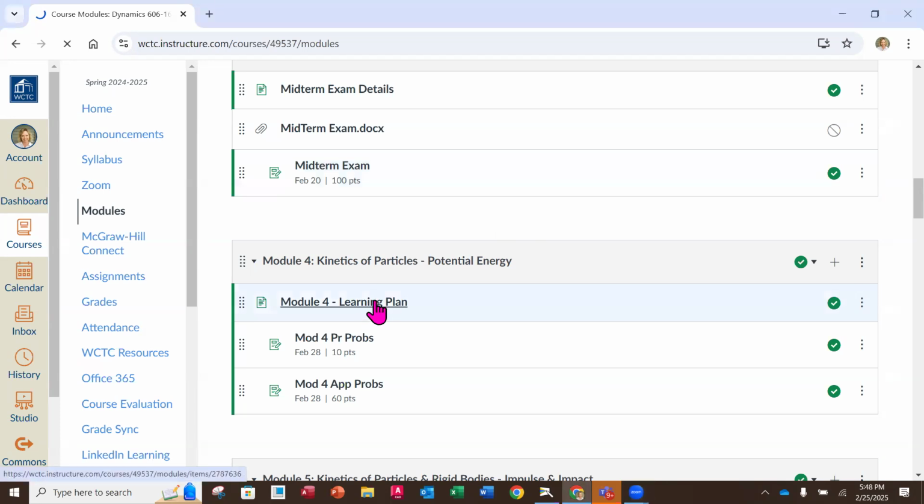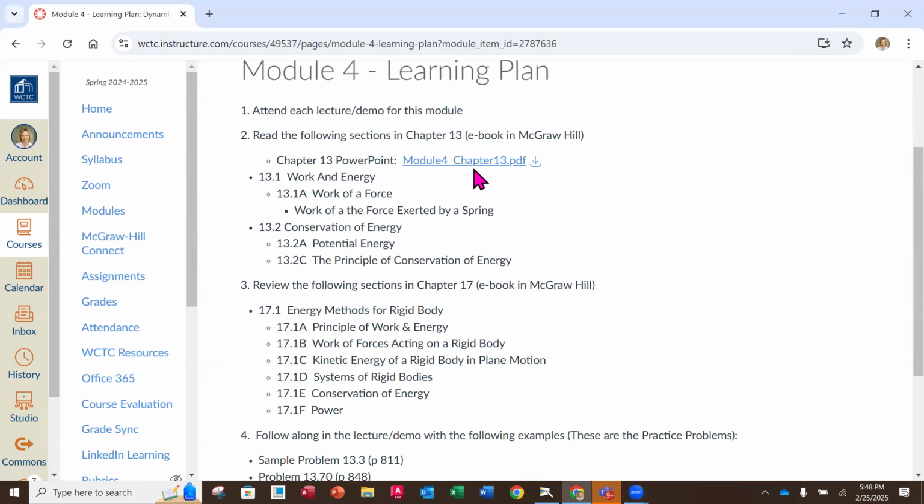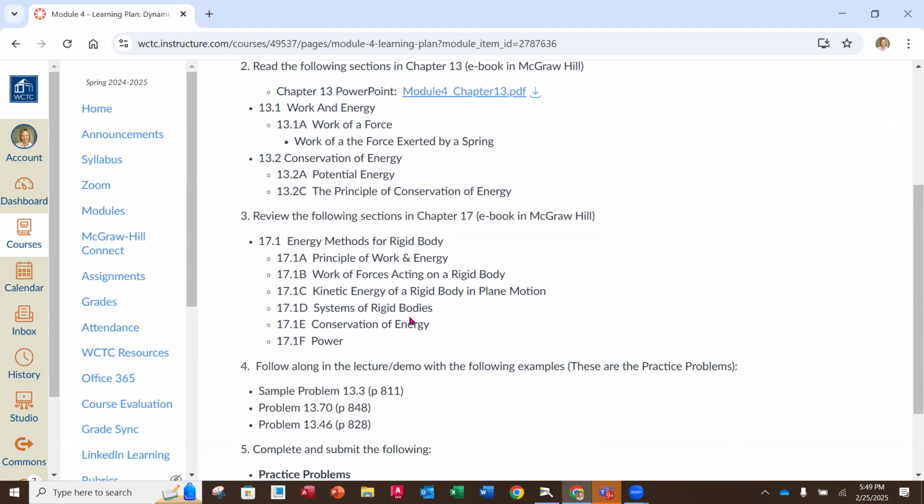As we look here in our learning plan, you're going to notice that we're going to review some sections in Chapter 13 that we had started looking at in Module 3, but we're going to be going deeper into a couple different things. I also have in here to review the following sections from Chapter 17. Now, Chapter 17 was really looking specifically at things like conservation of energy, power, efficiency. That's where we got those equations from. But we are going to be using them here in Chapter 13.